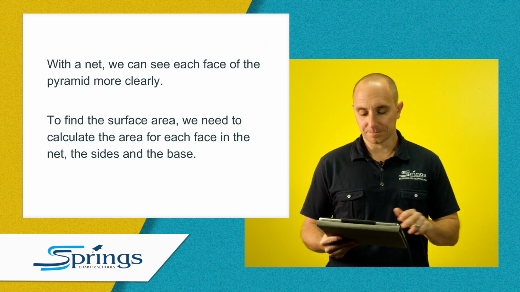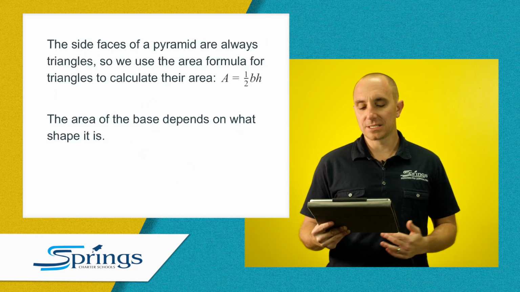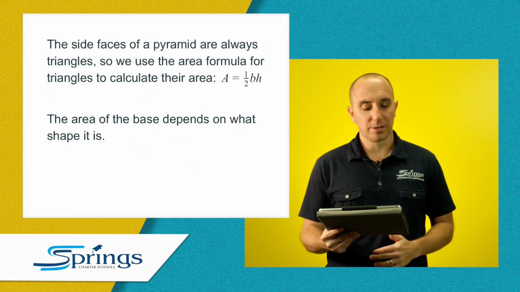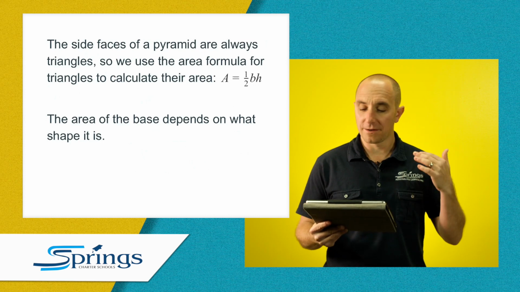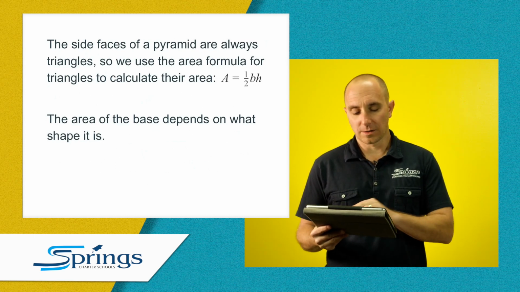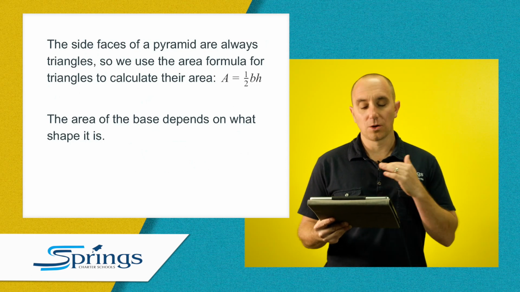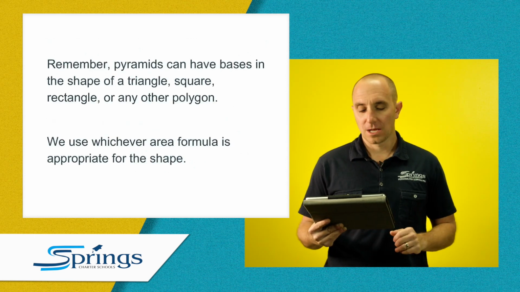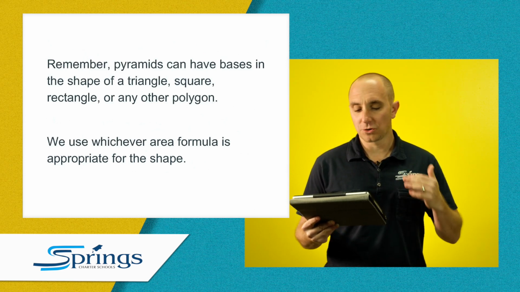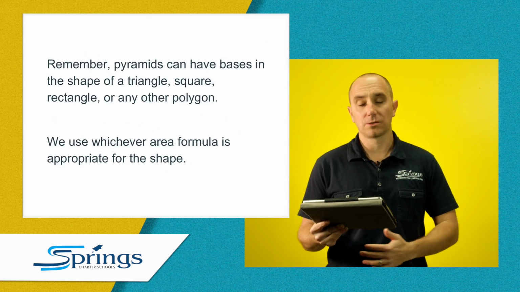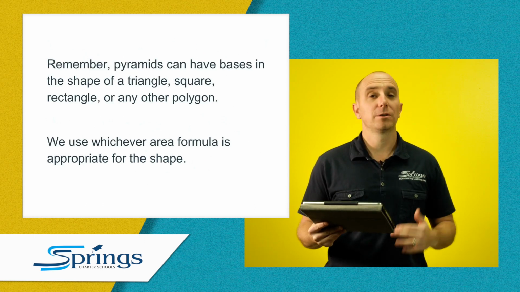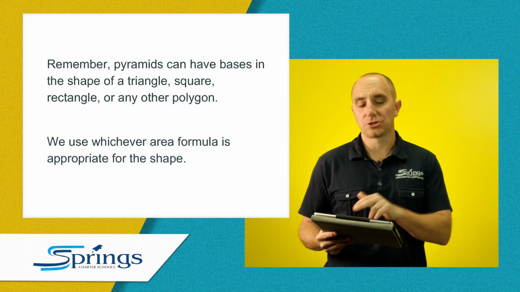and the base. So the side faces of a pyramid are always triangles. So we use the area formula for triangles to calculate their area. So we have area equals 1/2 base times height. All right, so the area of the base depends on what shape it is. So remember, pyramids can have bases in the shape of a triangle, a square, or a rectangle, or really any other polygon for that matter. So we use whichever area formula is appropriate for that shape.